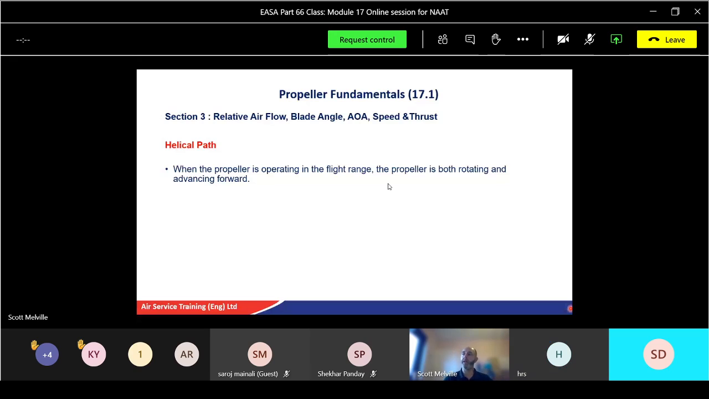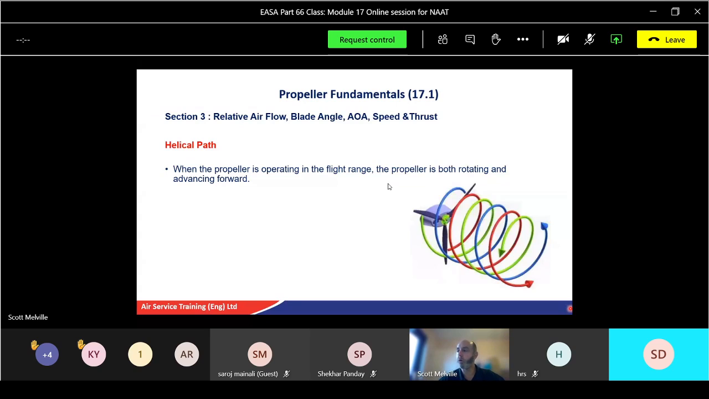So when the propeller is operating in the flight range, in other words, it's at a positive angle of attack, the propeller is both rotating and advancing forward. In other words, it's trying to pull the aircraft along. As it's flying, corkscrewing through the air, it's grabbing, like you're in a swimming pool. As you're swimming through a swimming pool, you're pushing the water behind you. Likewise, the propeller is trying to push that air behind it. So it's trying to go forward at the same time as it's spinning rotationally. So a corkscrewing type effect, or a helical version.